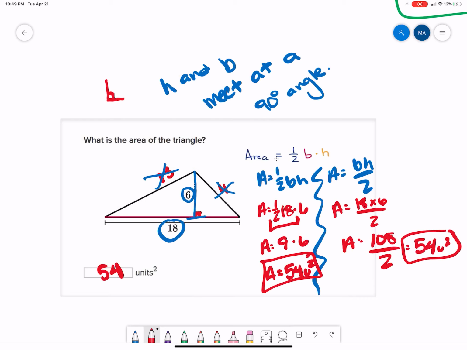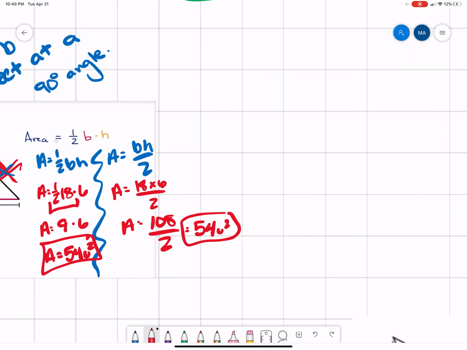Okay, remember, they meet at a 90-degree angle. They have to meet at a 90-degree angle. It's super important. Don't worry about any of those. Worry about where the height is compared to the base. Okay, so let's look at another example.